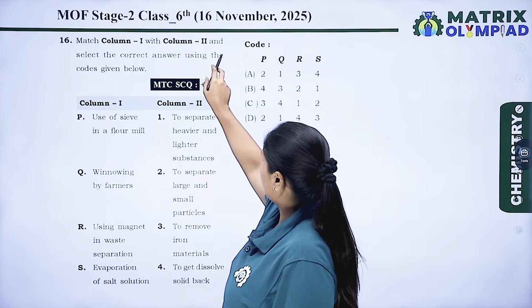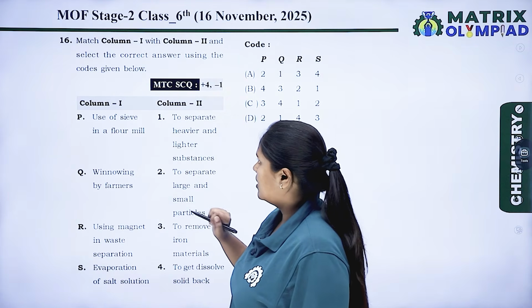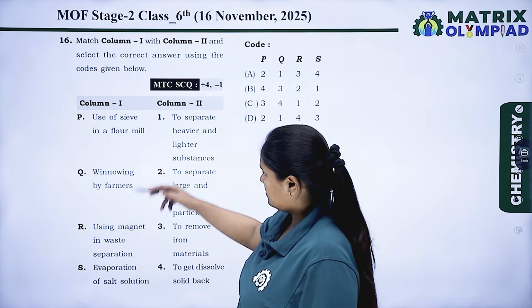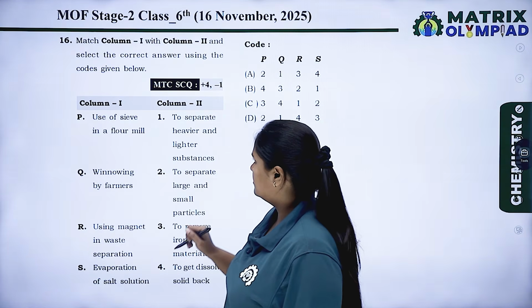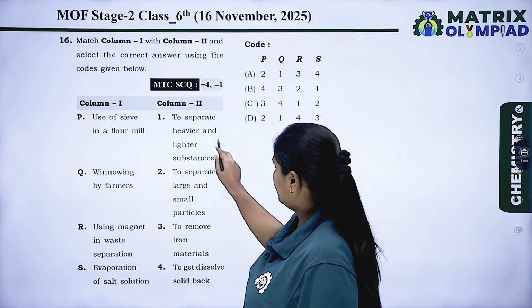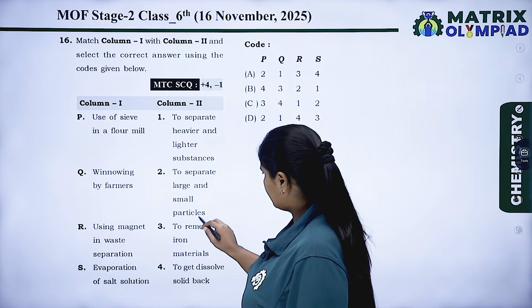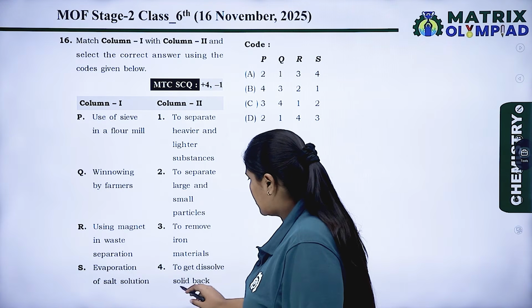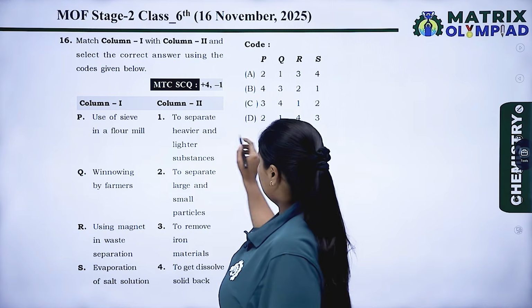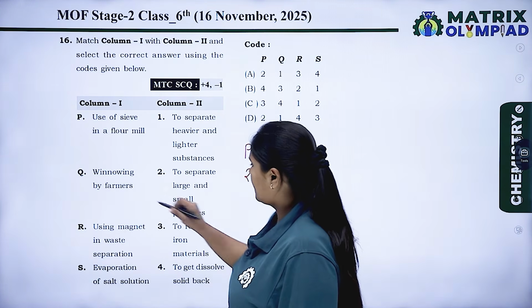Match column 1 and column 2 and select the correct answer using the codes given below. Column 1, P, Q, R, S. First, use of sieve in a flour mill. To separate heavier and lighter substance? No. To separate large and small particles? Yes. To remove iron materials? No. To get dissolved solid back? No. So we can match P with option 2.